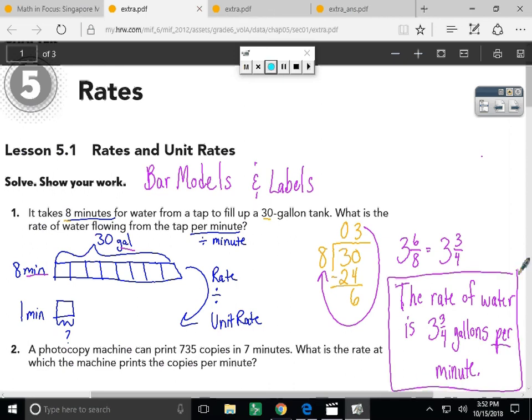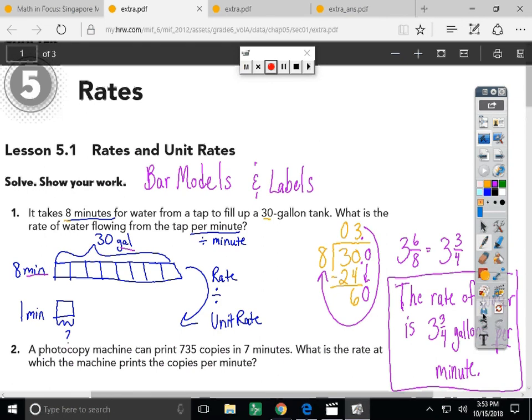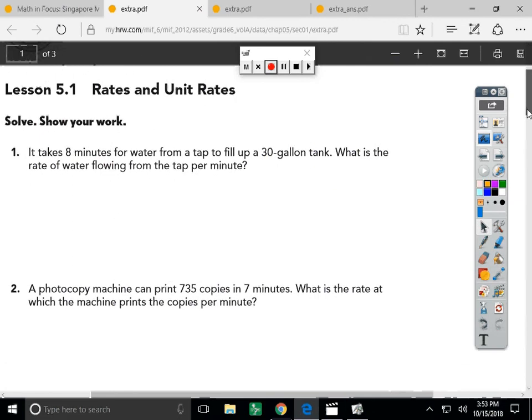Here's an answer for number 1. Now someone else might notice that I could go ahead and take this to decimal land. I could go ahead and divide 30 by 8 here and get to a decimal answer. That would also be a decent way to solve. Let's take a look at number 2. So let's see if I can scroll there for us.